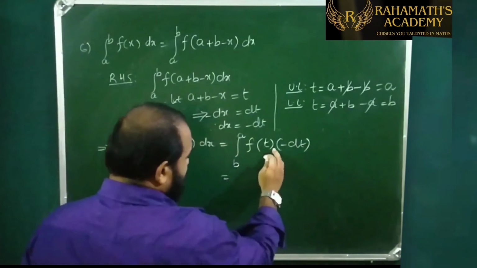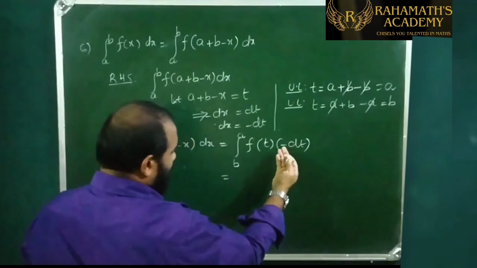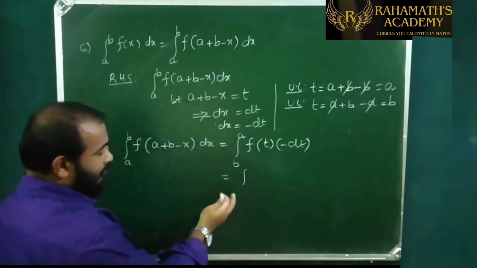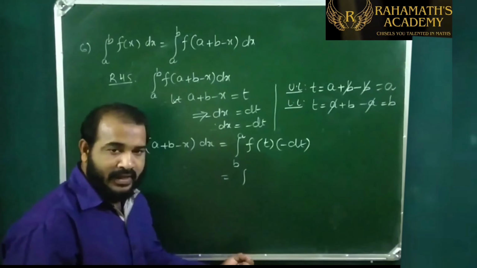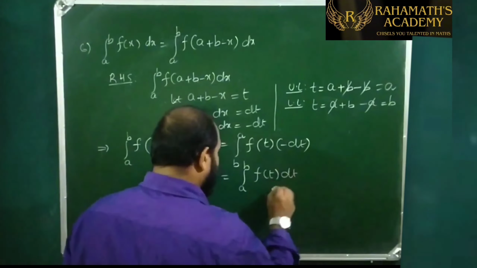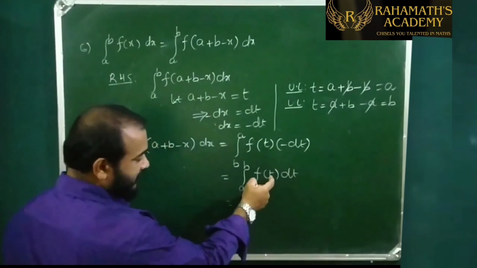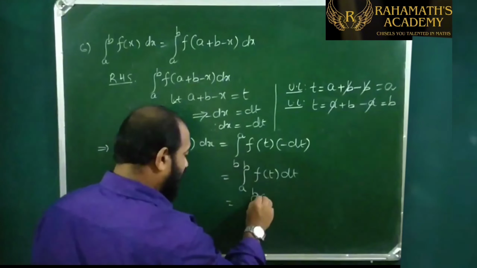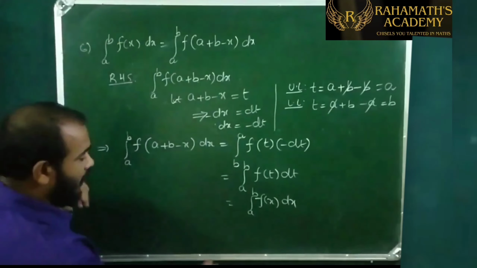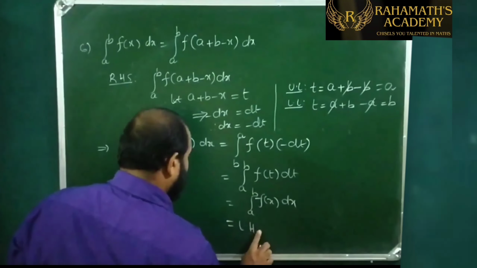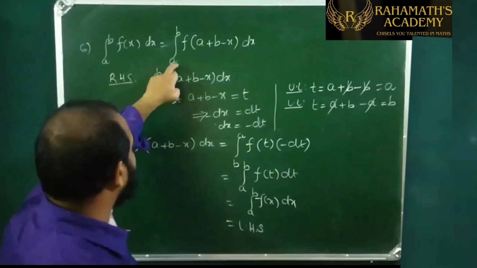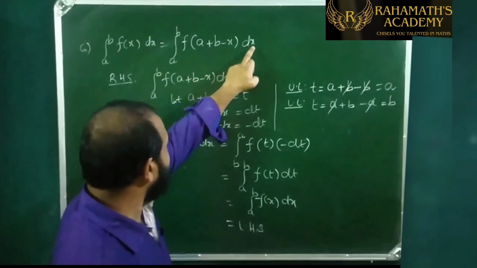So if we need to avoid this minus, then we need to interchange the limits, because whenever we interchange the limits, they will differ by a sign. So here, a to b f(t) dt. So what is this f(t) dt? Can we replace this variable t by x? So f of x dx. See, integral a to b f of x dx is what? Our LHS. Therefore, we can take integral a to b f of x dx is equal to integral a to b f of a plus b minus x dx.